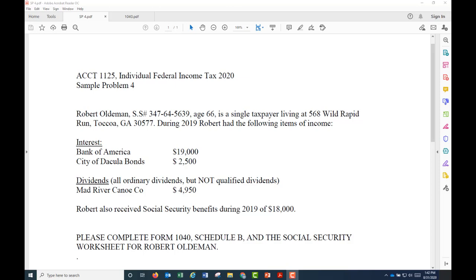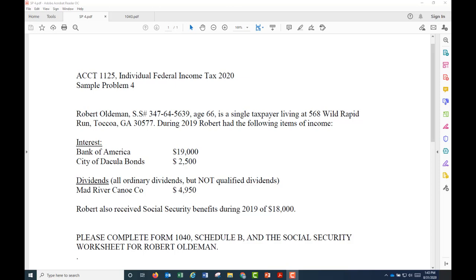Back to the sample problem. During the year, Robert had the following items of income: interest from Bank of America and City of Dacula bonds, as well as dividends from Mad River Canoe Company. All ordinary dividends but not qualified dividends. Let's start with interest. Any type of interest that's tax exempt would be municipal bond interest, right? And the City of Dacula sounds like a municipality to me. That would be tax exempt interest.